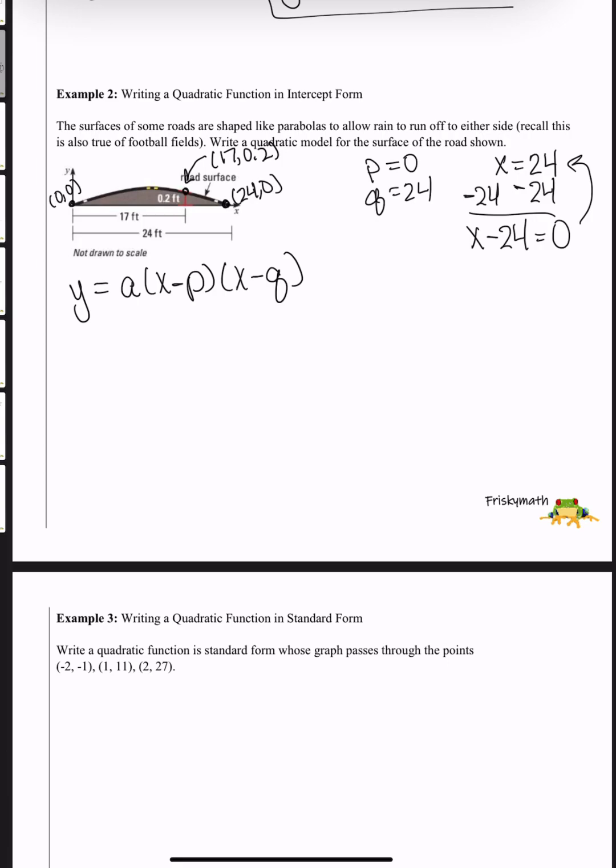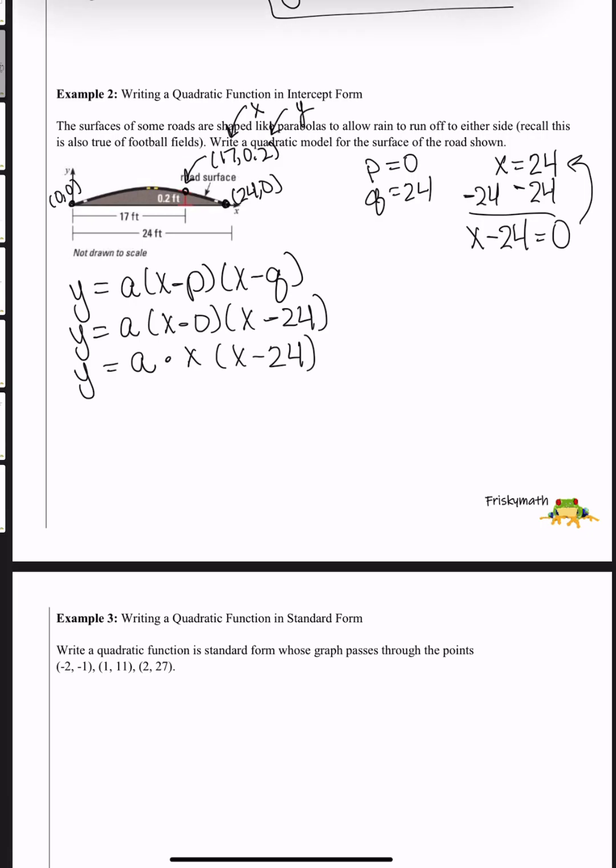All right, so plugging in my 2 x-intercepts gives me something that looks like this. I'll simplify, because what's x minus 0? Well, that's really just x. So I'm going to go ahead and write it as y equals a times x times the quantity x minus 24. Now, you can take that additional point, that x and that y value, right? So we were given an x of 17 and a y of 0.2, and that's going to help me figure out what my a is.